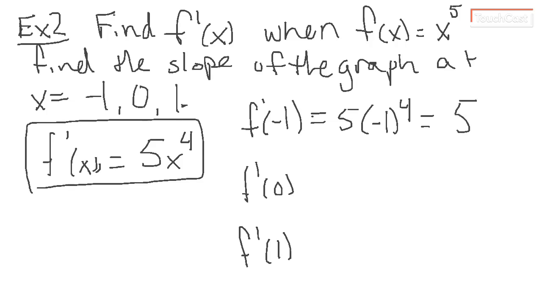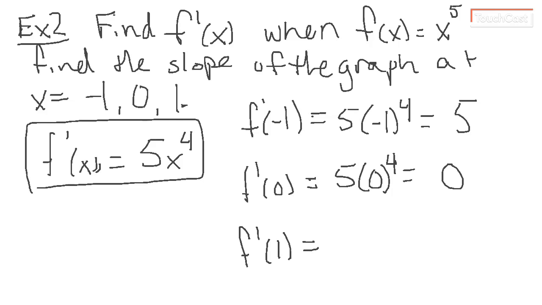Let's also do that with 0. We're going to have 5 times 0 to the 4th. Well, 0 to the power of 4, that's 0. 5 times 0 is 0. So we found the slope at x equals 0.